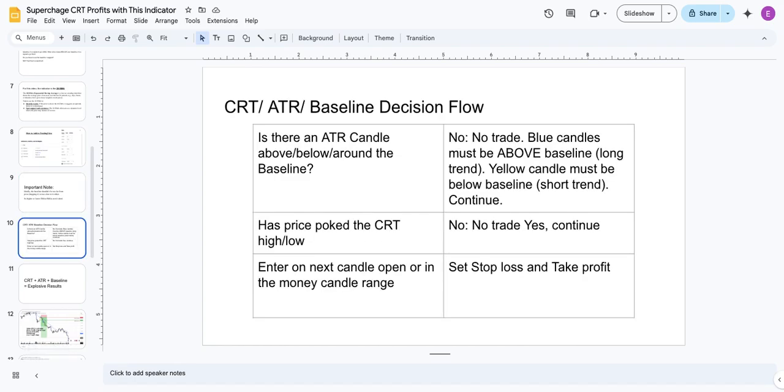So this is the decision flow and how we want to actually use this system. If there's a meat to the video, this is it. So pay close attention to this, take a screenshot, do whatever you got to do. These are the questions that you have to ask yourself when you're coming to a chart.